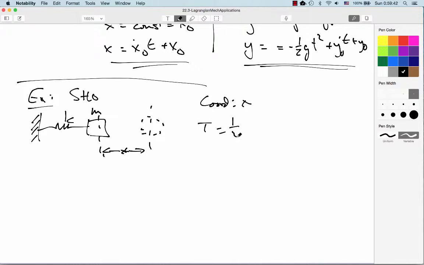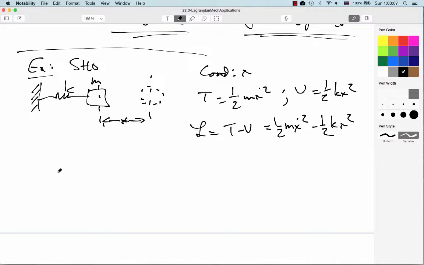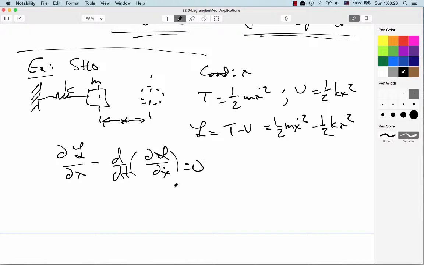So T is 1/2 m x dot squared. V is 1/2 k x squared. Lagrangian is T minus V, which is 1/2 m x dot squared minus 1/2 k x squared. Our Lagrangian equation of motion is partial L partial x minus d dt of partial L partial x dot equals 0.